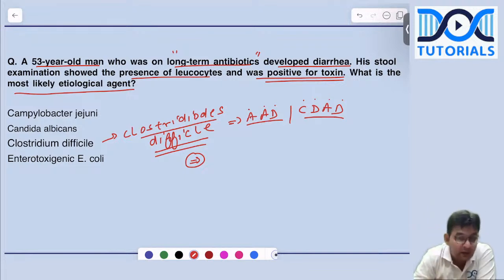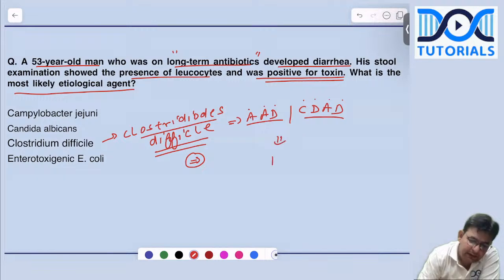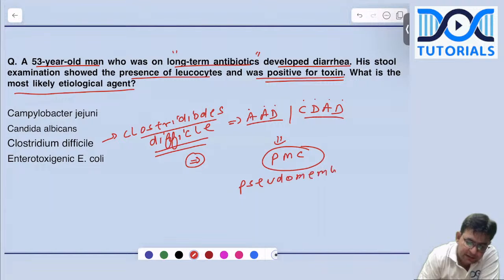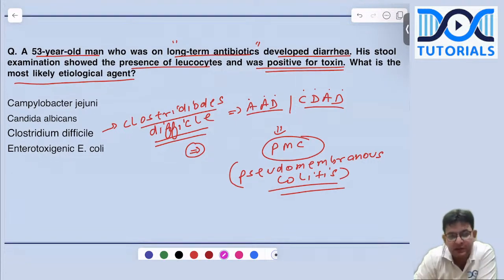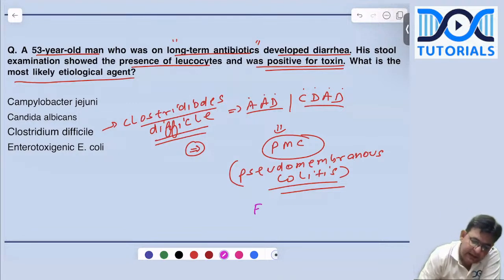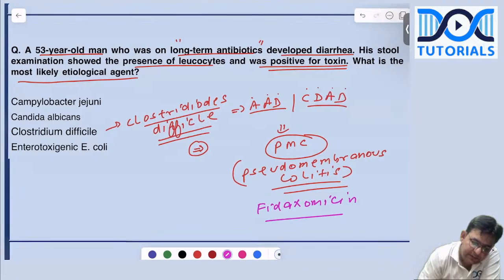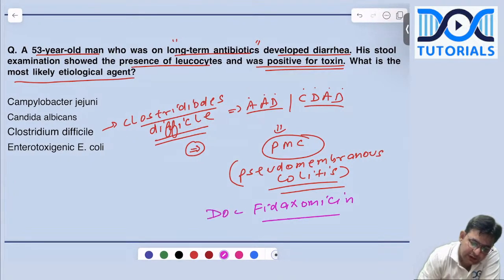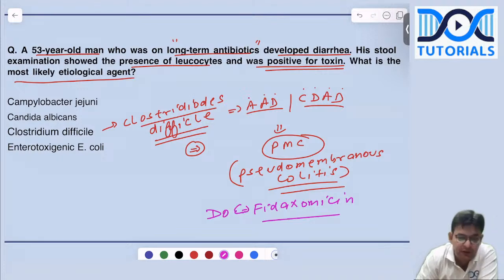And if you ignore this, then what is produced is pseudomembranous colitis, ulcer formation. That is what is termed as pseudomembranous colitis. What is the drug of choice for pseudomembranous colitis? Nowadays, it is fidaxomicin. Okay, fidaxomicin, that is the drug of choice for this particular pseudomembranous colitis.